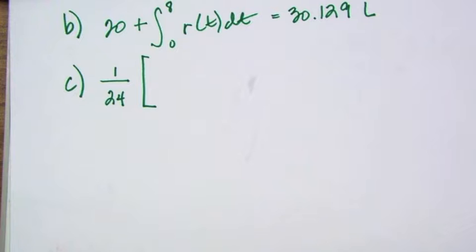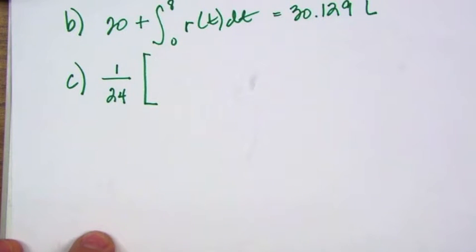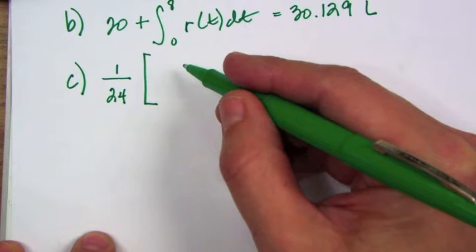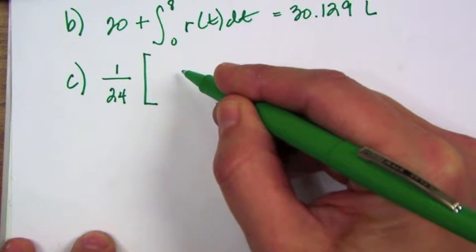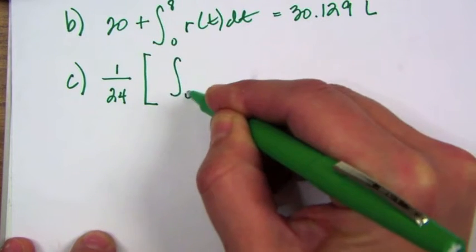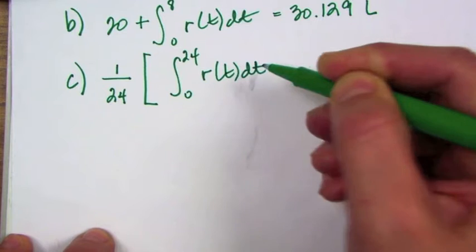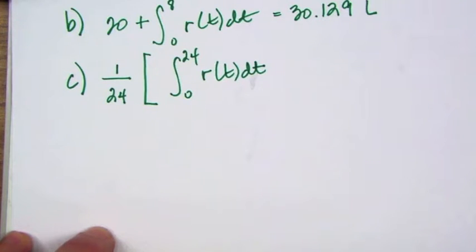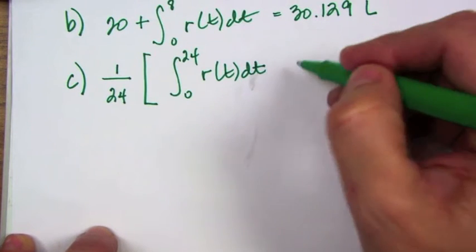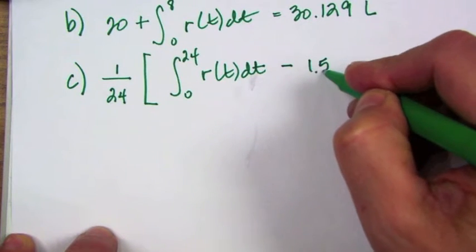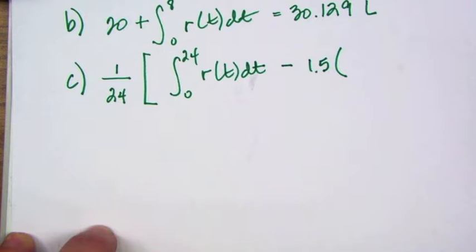Why can't we just do the integral from 1 to 24 of R(t) dt? I'm about to, but I'm going to do it from 0 to 24, not 1. So I'm going to go from 0 to 24 of R of t dt, but something started happening at time 8. Oh, the pump. Minus 1.5 times, what is the time?